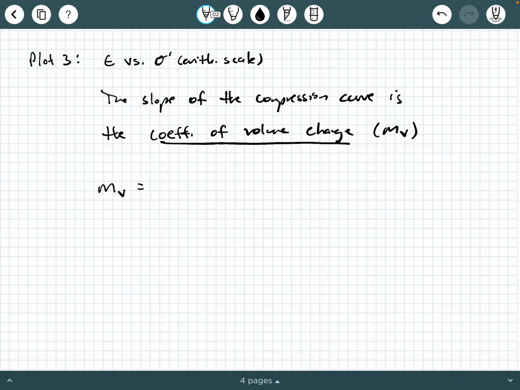And so M sub V is going to be d epsilon d sigma prime. Now notice there's no negative here. Well, that's because we plotted epsilon as positive downwards, and so that takes care of the change of sign. That takes care of the sense of decreasing versus increasing data. Okay, so we can express this in delta form: delta epsilon over delta sigma prime.